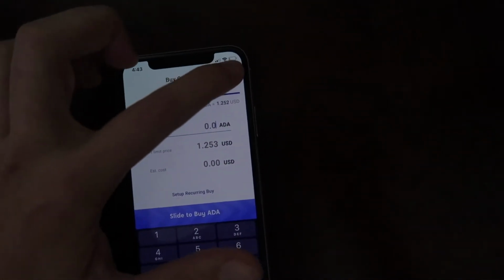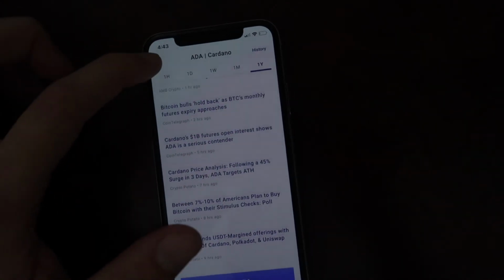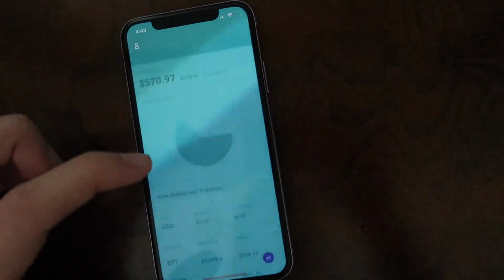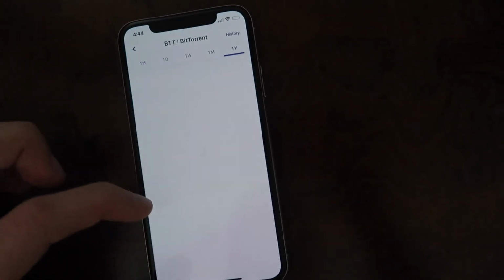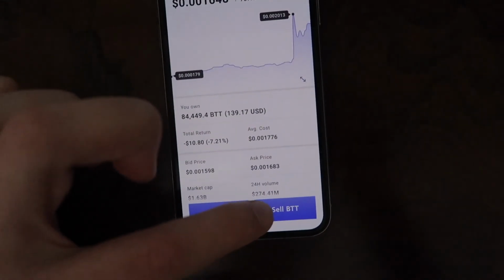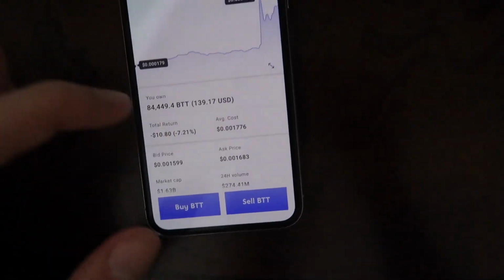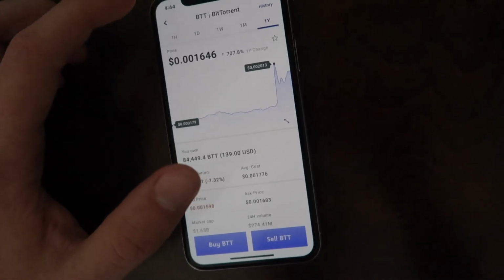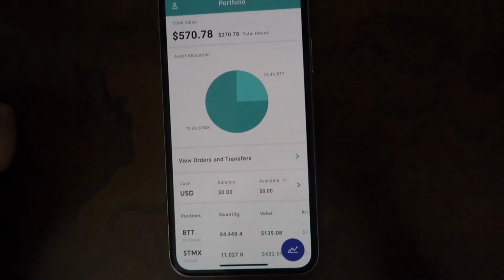So I think I showed you guys most of everything you guys need to do. And if you guys need to sell, all you guys have to do is go back to your portfolio and click on it and just click sell. So that's all you guys need to do there. You guys have a sell option down here, because I have one with BitTorrent because I actually own shares of this specific currency.